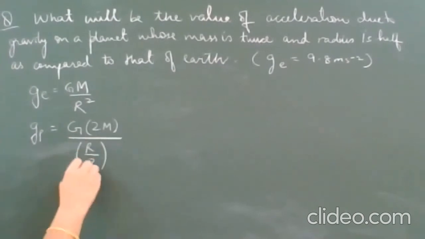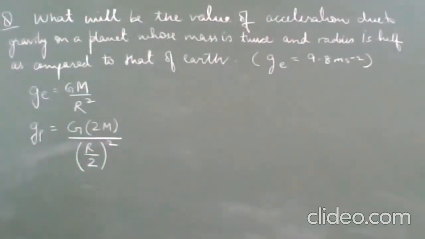And we are going to put a whole square on this term. That is a common mistake which students make. They only put a square on R and the 2 stays as it is in the denominator, so that creates an error in the calculation. So be careful, it has to be R by 2 whole square.